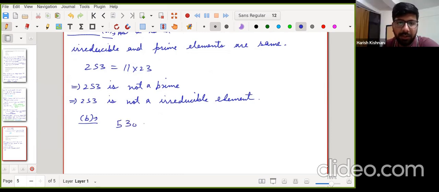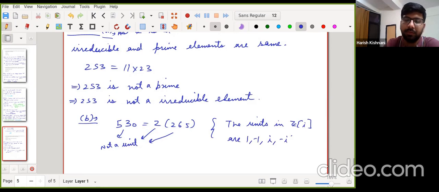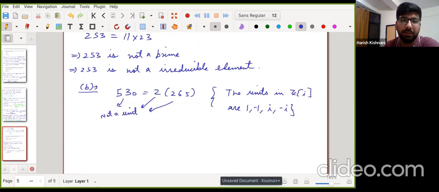Yes, 530 you can simply write as 2 times 265. Now this is definitely not a unit, and 2 is not a unit, 265 is not a unit, because we already know the units in Zi are just 1, -1, i, and minus i. So it's factorizable, right? So it's not an irreducible element.